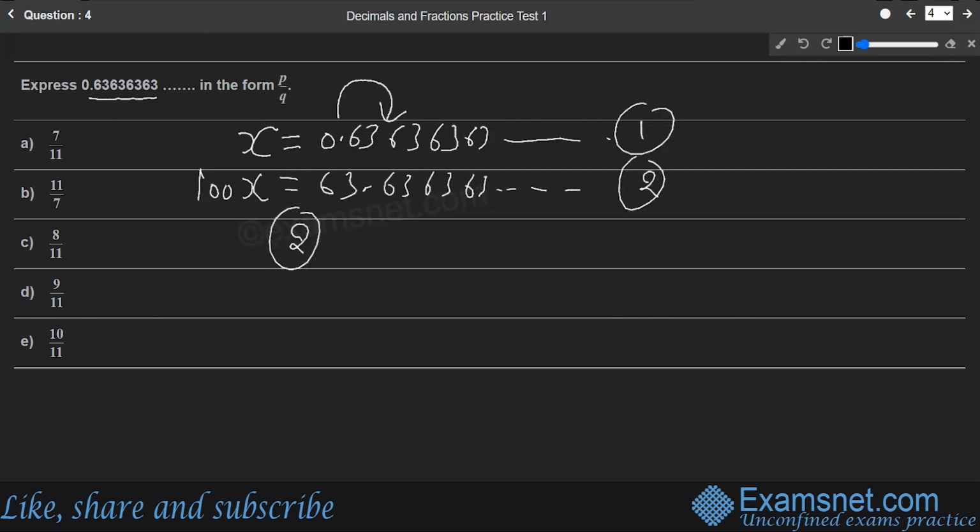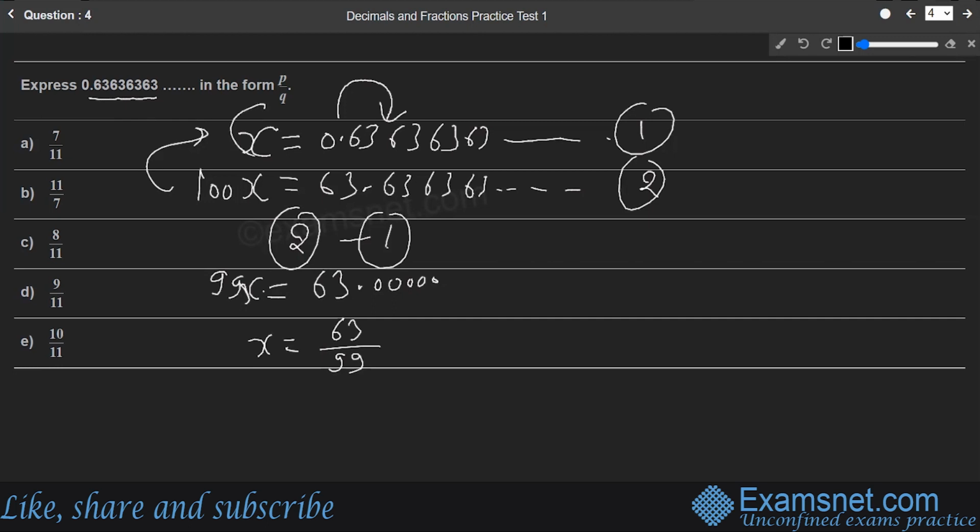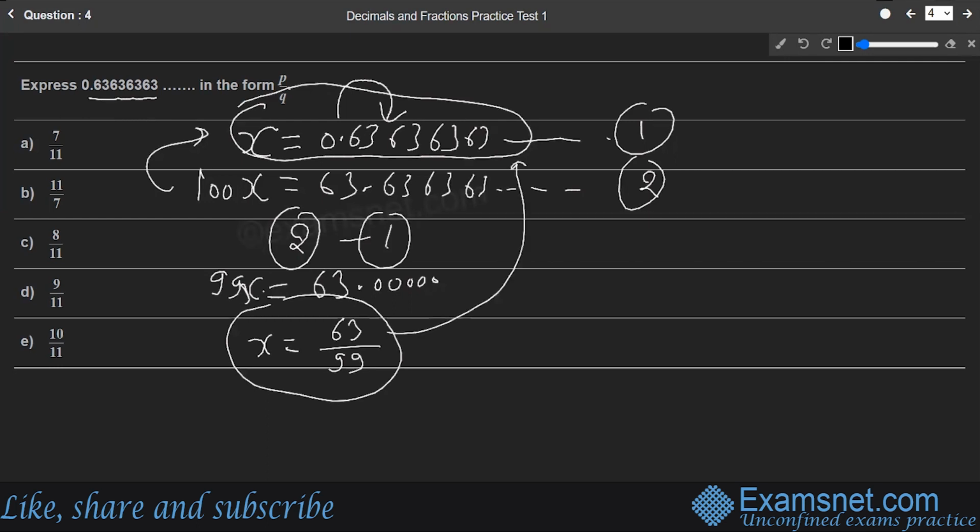If we do equation number 2 minus equation number 1, the decimal part is all gone. On the left hand side, I am receiving 100x minus x, which is 99x, is equal to, on the right hand side, 63, because all the decimals have gone. Now x can be stated as 63 over 99, which is the original fraction only, because the original number we had assumed to be x. So this 63 by 99 is simply the representation of 0.636363.